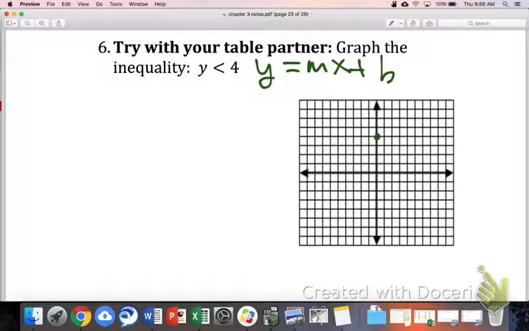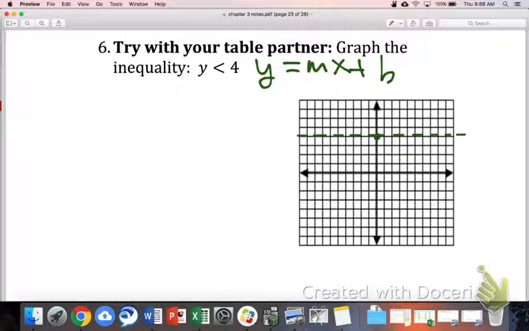So my line would look like something like that. However, is it solid or dotted? We always have to answer that question. It's dotted. Why is it dotted? Because it doesn't have an equal to. The equal to is missing. So I'm going to go through here and just try to make that as dotted as I can. Something like that. There's my dotted line.